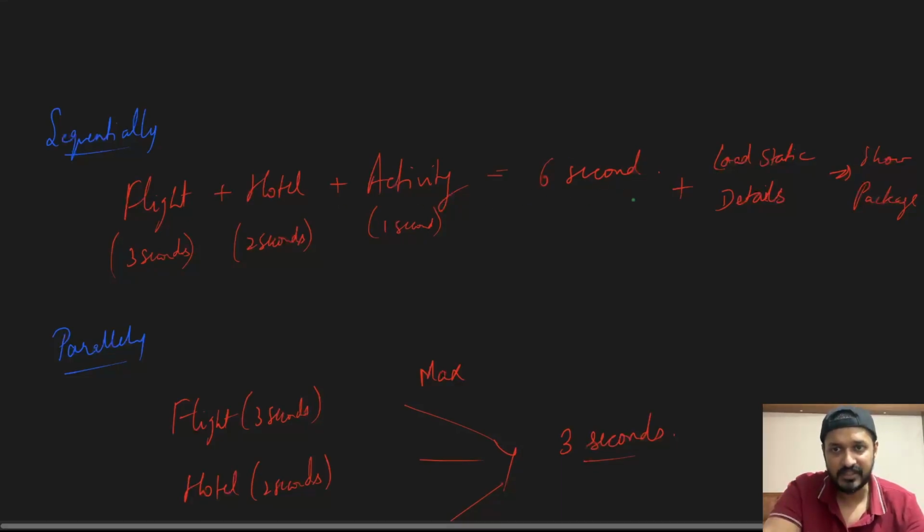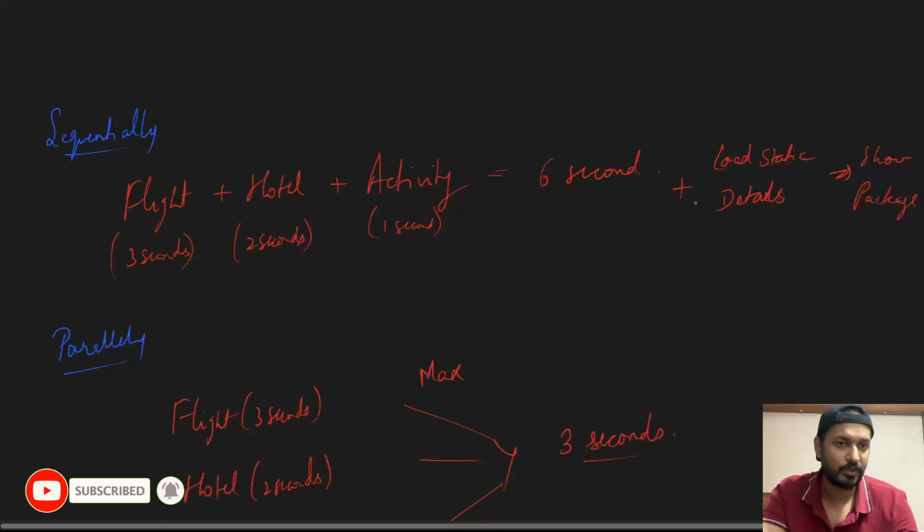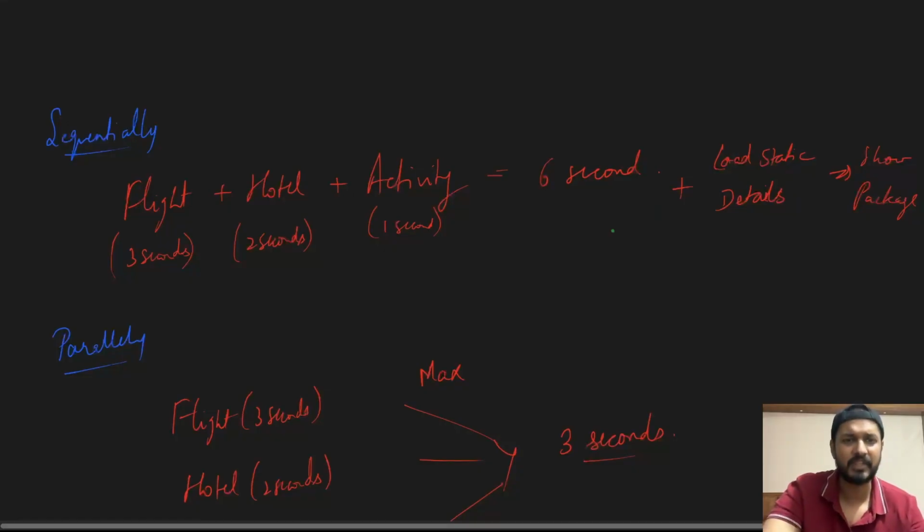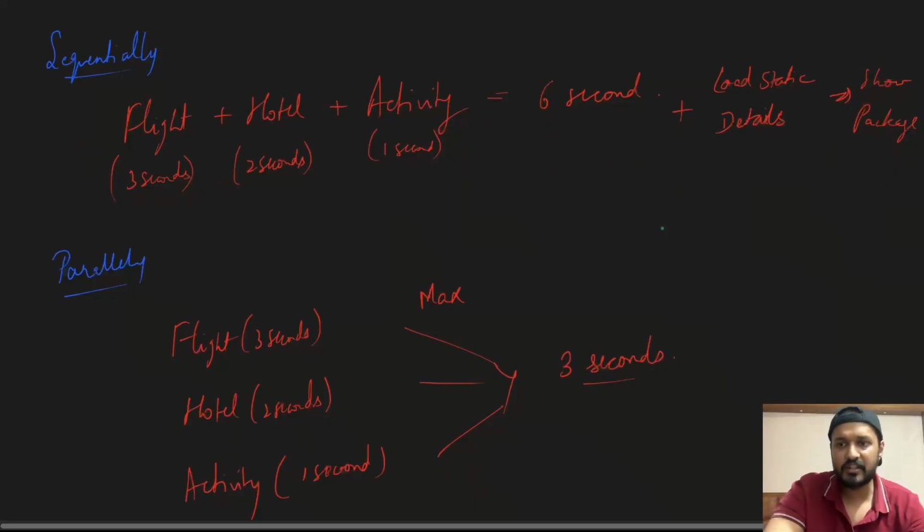Now after this, we also need to load some static details of the holiday packages like summary, description, images and all those things, correct? And post that, we will add all the prices that we have received from these three microservices, and then we will show the total package, right? So approx time will be 6 seconds plus some seconds to load the static details and then show the package, correct? Now instead of this, if we use parallelism, then what will happen?